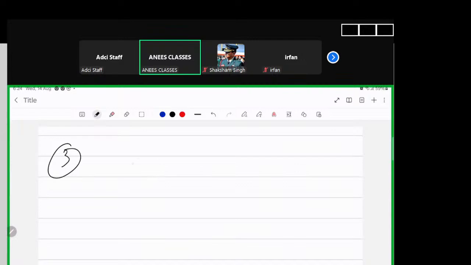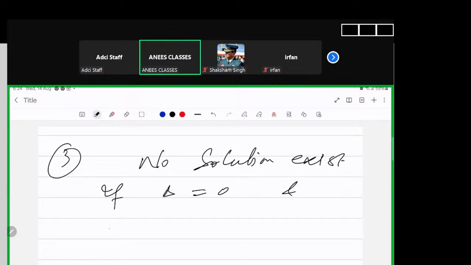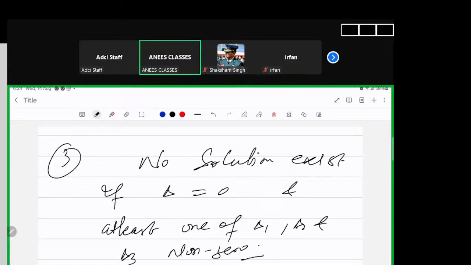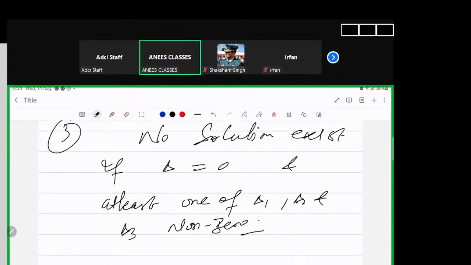Now the third point. No solution exists if delta equal to 0 and at least one of delta 1, delta 2, delta 3 is non-zero. That is no solution.